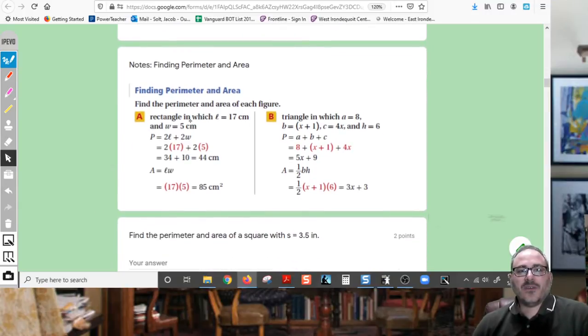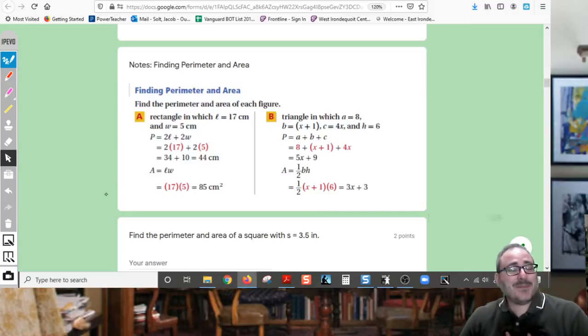Okay. So here's just a little review on how to find perimeter and area. I know we already talked about it. If you find this redundant, you can just fast forward. It's okay. It's always okay. I'm not going to take it personally. Not at all.